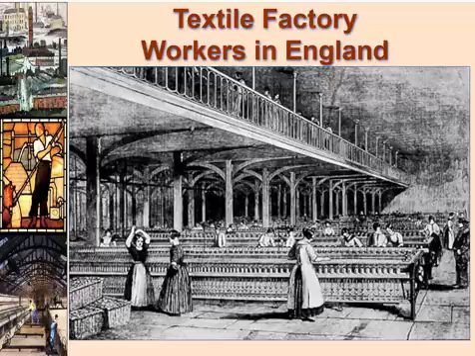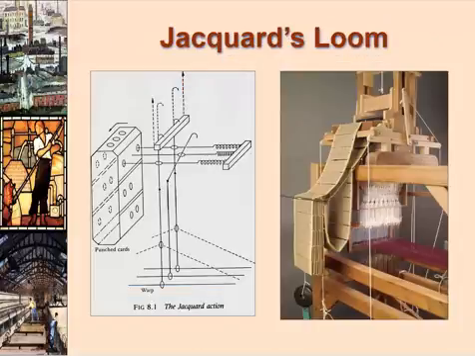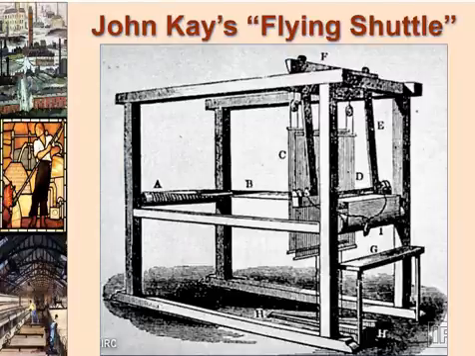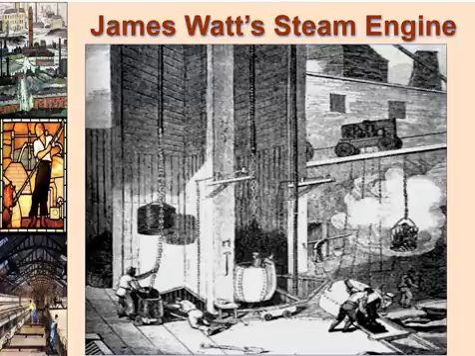But so here you can see this is a textile factory with workers in England. You can see all the multiple bobbins of thread that are being spun at once. And then you could see the young workers who were there kind of switching the bobbins. Here you can see one of these more mechanized looms. So like I said before, the fly shuttle, the power loom, these are all the important inventions that are going to happen. And then the steam engine.